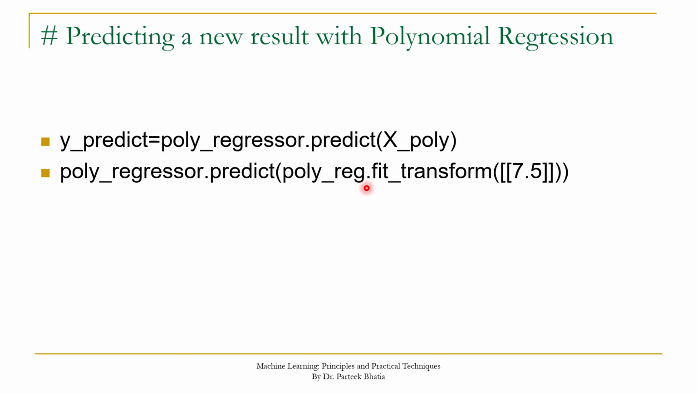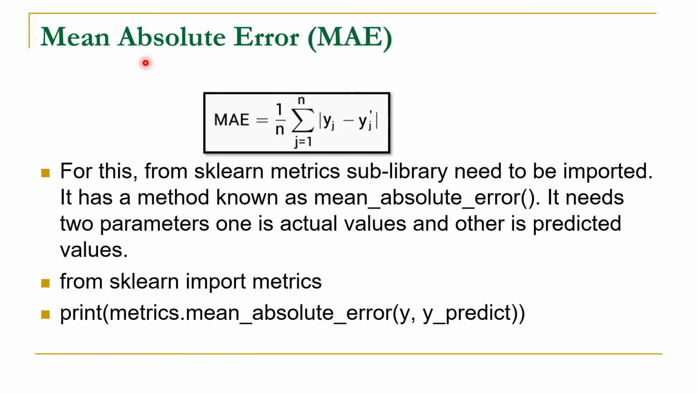After creating Y predict, we can perform error analysis. So we know that there are multiple types of errors. One such kind of error is mean absolute error. In order to find out its value, we have to import the metrics sublibrary from sklearn. This library has a method mean_absolute_error, and we are passing the actual value and predicted value to this method to find out the value of mean absolute error.